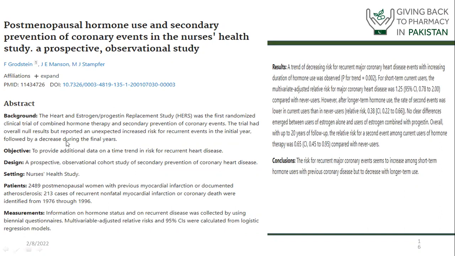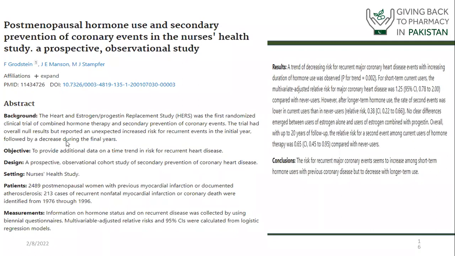It's showing the Heart and Estrogen/Progesterone Replacement Study, the first randomized clinical trial of a combined hormone therapy in secondary prevention of coronary events. The trial had an overall null result, but reported an unexpected increased risk of recurrent events in the initial year, followed by a decrease during the final year. So they found something. Even if they didn't find anything, they still found a lot of things. So this is the benefit of a study. A good study will tell you something at least.